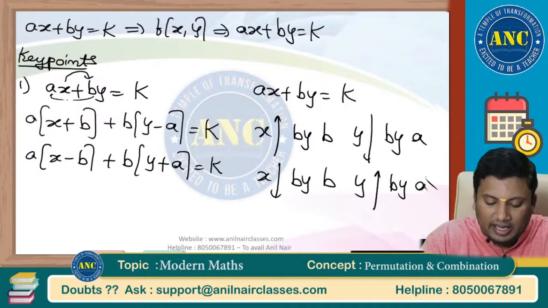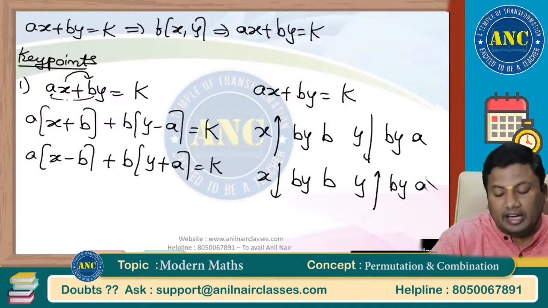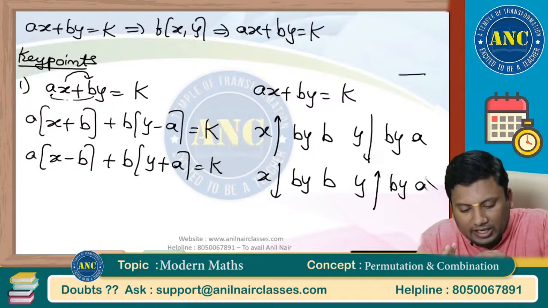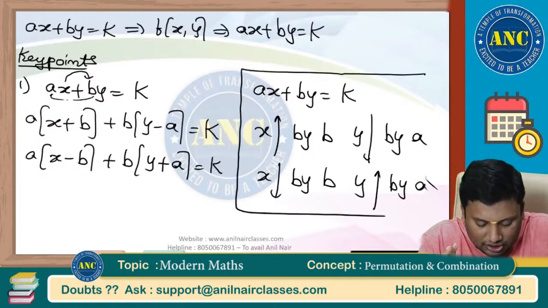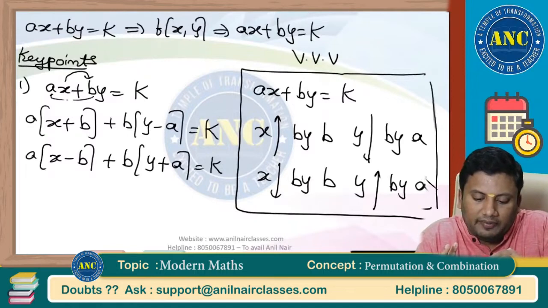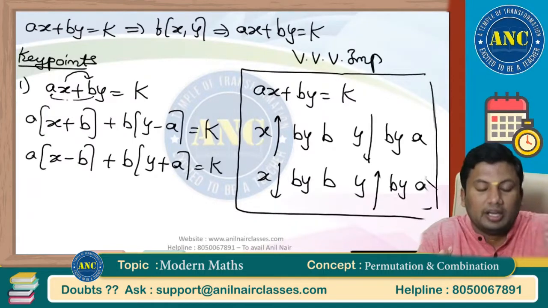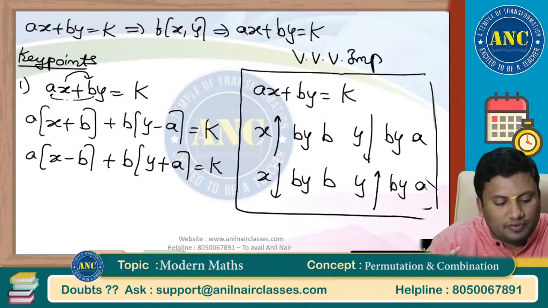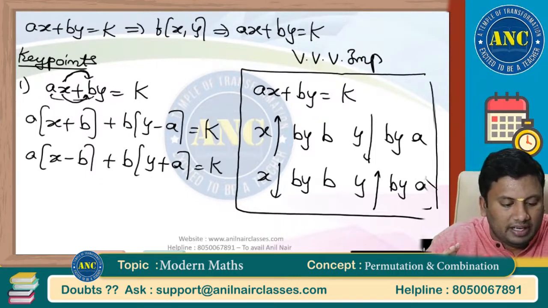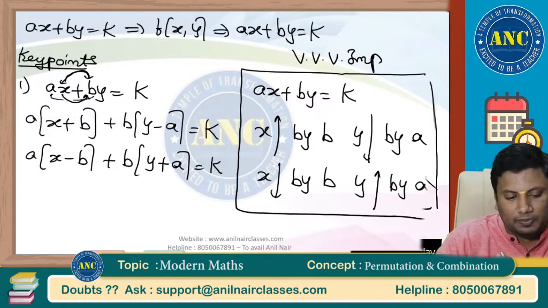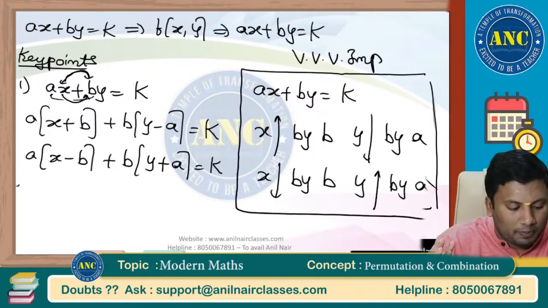If x increases by b, y will decrease by a. If x decreases by b, y will increase by a. This is an extremely important point. X and y are inversely related to each other. X will increase by b, y will decrease by a. X will decrease by b, y will increase by a. Key point 1, I hope it is clear.